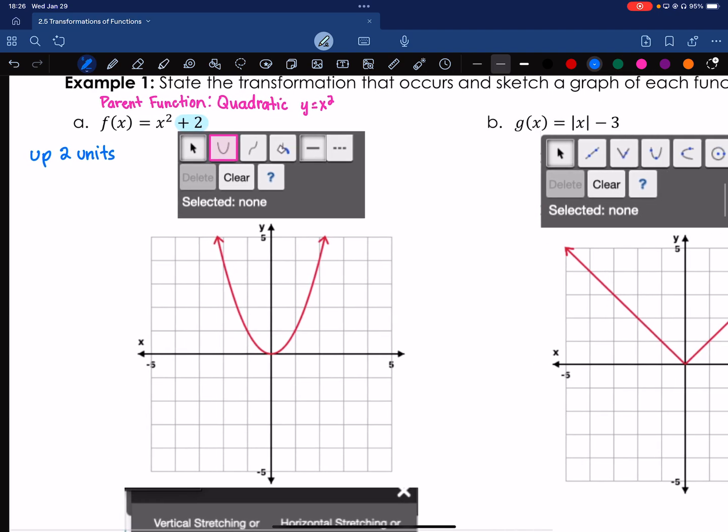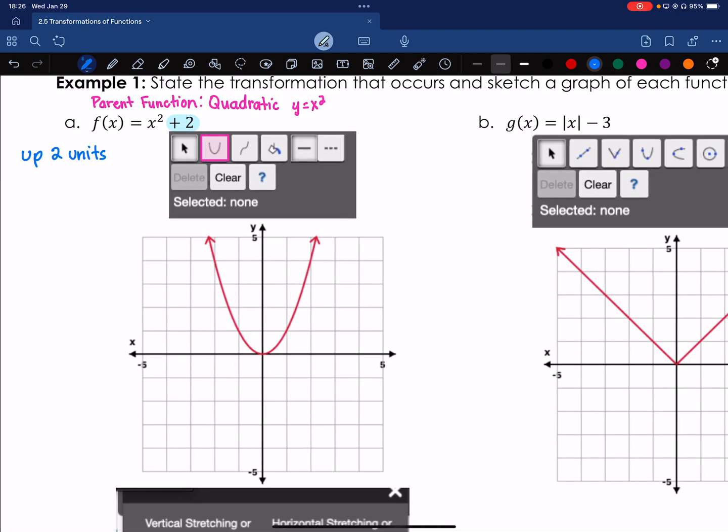So all that means is from the parent function, every point is just going up. So if we have this point right here at 0, 0 for the parent function, then we're going to go up 2 spots, and it's going to go right there. So it's just going up 2.